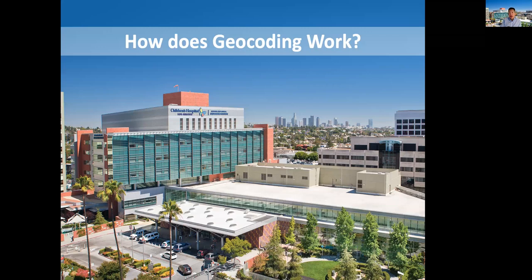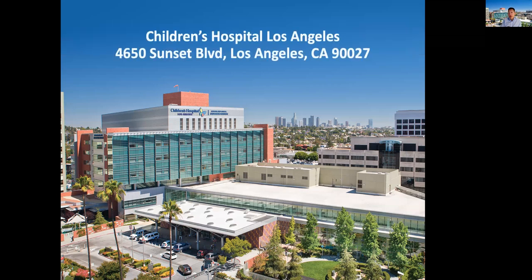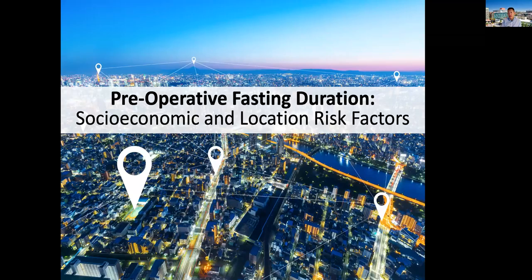And briefly, how does geocoding work? The process of putting a location on a map. For example, at the Children's Hospital of Los Angeles, which is at 4650 Sunset Boulevard, we can actually take that, understand and ascribe a latitude and longitude geographic position for this hospital onto a map. And we actually did that with our patients in our study in order to understand where they were coming from and the neighborhood around them.